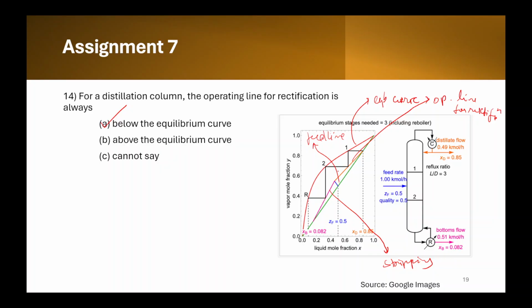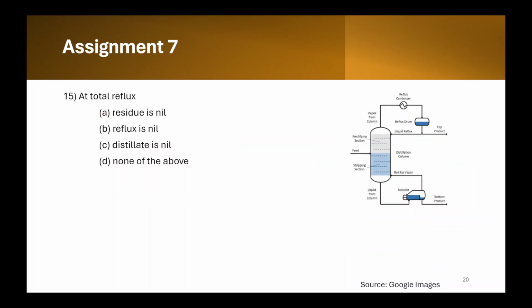And again, the number of these triangles that you get are basically the number of steps. So that is how you get your number of trays or number of plates, and these are theoretical plates, which assume that the liquid phase and the vapor phase are in equilibrium. So that is how you get that. And we move on. So the correct answer here is the distillation column. The operating line for the rectification is always below the equilibrium curve.